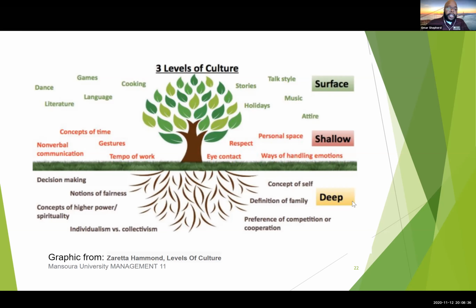Definition of family, the notions of awareness, decision-making, concepts of a higher power, spirituality, individualism versus collectivism, right? And I think these are different ways that we have to acknowledge that as our students come into our classroom, they identify in different ways with these different levels of culture, right? It's something we have to think about as we're engaging them.